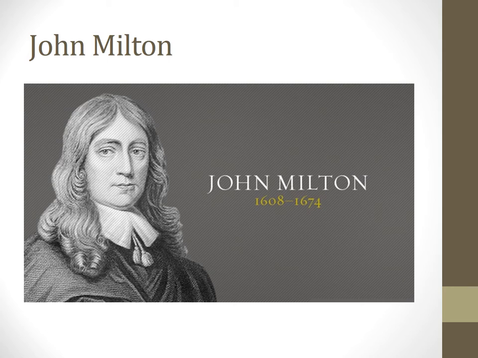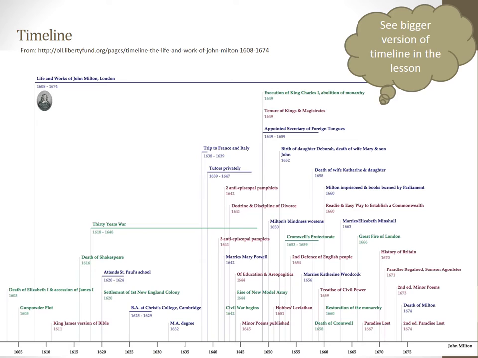John Milton lived from 1608 to 1674, so he really lived through the civil wars and the restoration of the king. This is a really great timeline. It really tells you all the historical things that were going on. If you want to see a bigger version of the timeline, I've included it as an attachment in the lesson.